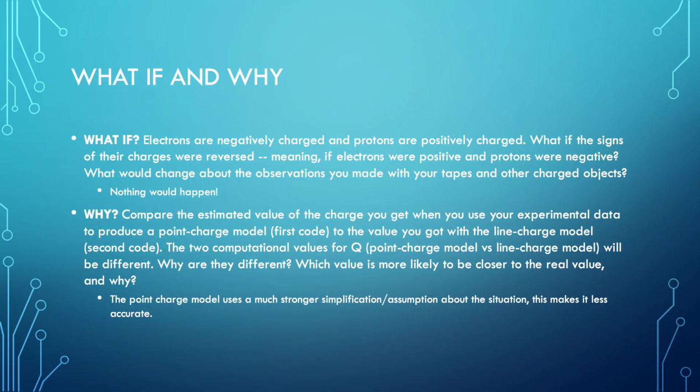Talking about why, comparing the estimated values to the experimental data, why would they be different? We talked about this a little bit already, but the point charge model is using a much stronger simplification and assumption. On top of all of the other assumptions that we have throughout, we're condensing this long physical object into a single volumeless point charge. So that's going to be less accurate than the other one simply by nature of the fact that the assumption is stronger.